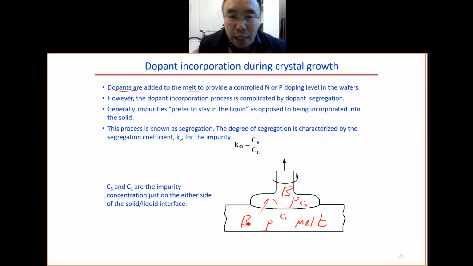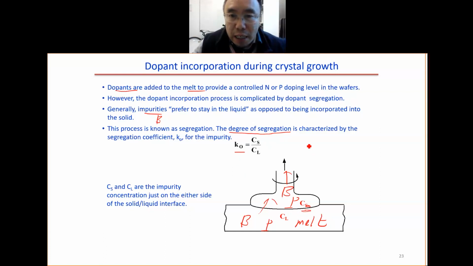So ideally, the dopant concentration in the liquid is the same as the dopant concentration in the solid. But in reality, this is not the case. Generally, the impurities, like the dopant impurities, prefer to stay in the liquid. As a result, the dopant concentration along the boule will not be uniform. This is described as the degree of segregation, which is defined as Cs over Cl. That means the dopant concentration on the solid side divided by the dopant concentration on the liquid side.